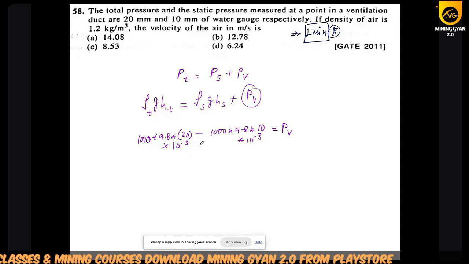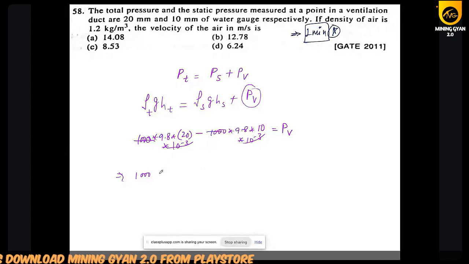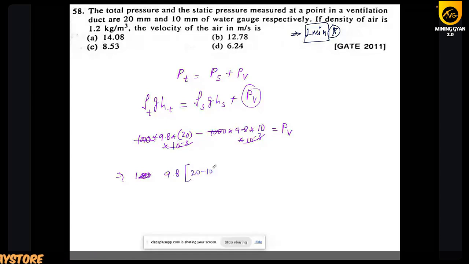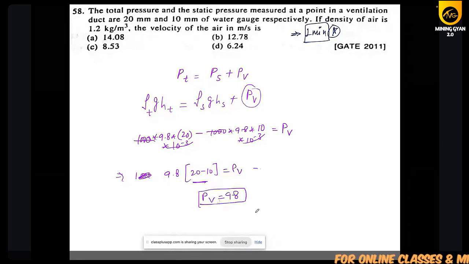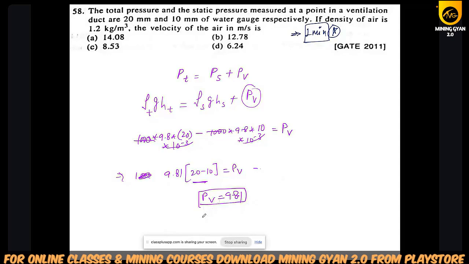So 1000 you can eliminate, है ना? तो अगर इनमें से भी 9.8 कॉमन ले लें तो ये आ जाएगा 20 minus 10 equal to PV. तो यहाँ से आएगा 10. So PV equal to आ जाएगा 98. अगर आप 981 यूज करोगे तो 981 आ जाएगा, कोई दिक्कत थोड़ी है. 98.1. So PV now half rho V square equal to 98.1.